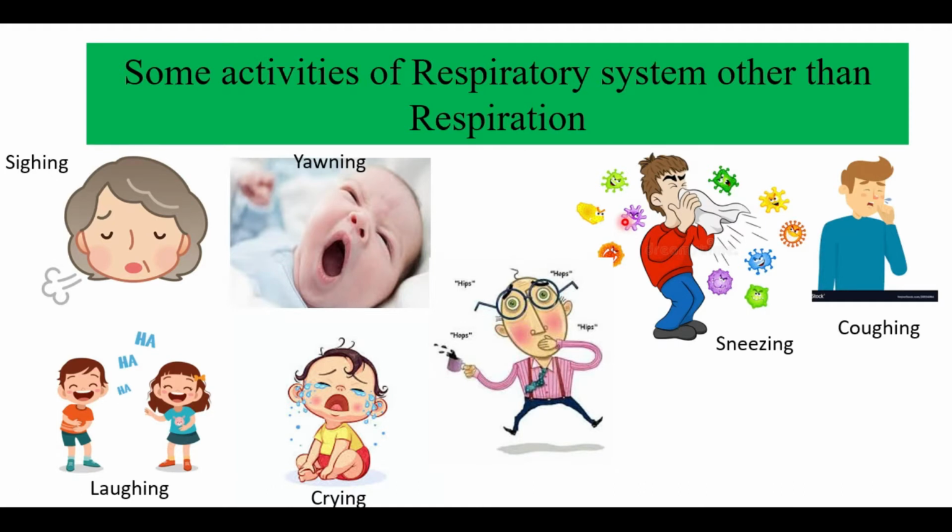There are some activities of the respiratory system other than respiration that also change the activity of the respiratory system. For example, sighing. It's a long, deep inspiration followed by a short, large expiration. We call this expression sighing. These activities are included in the emotions. Then comes yawning, the entrance of air through the open mouth instead of through the nose.